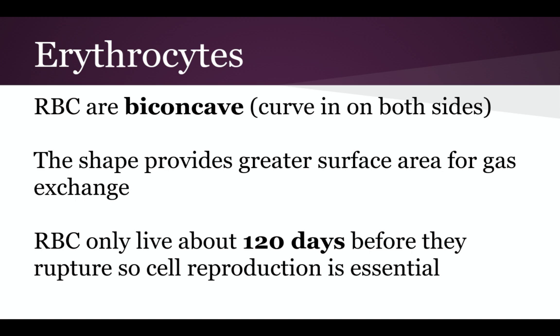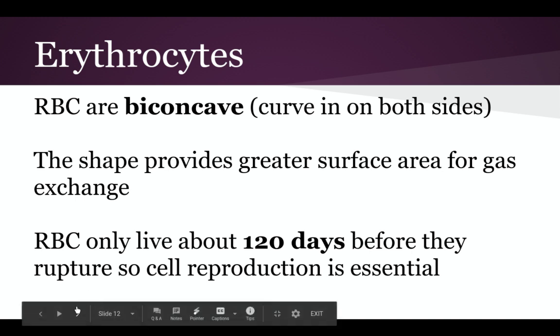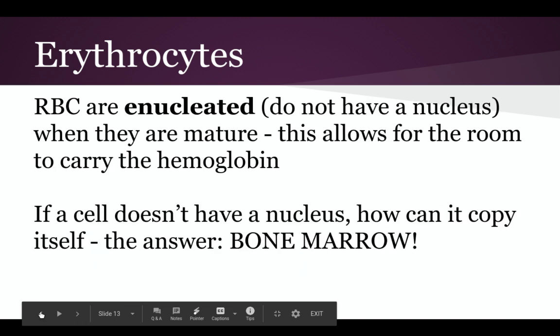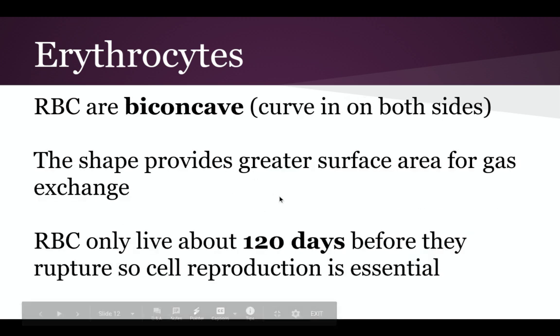Okay, red blood cells are biconcave, so they curve in on both sides. I'll show you the shape in a moment. So they curve in on both sides. Again, we're just looking to get the most surface area for gas exchange. The more oxygen that can get onto them, the better we survive.